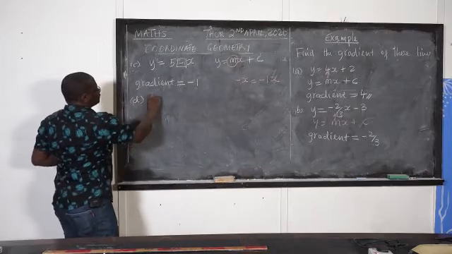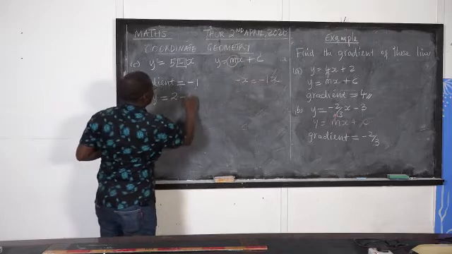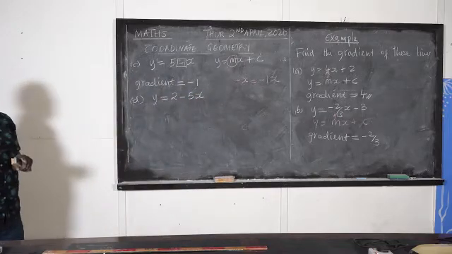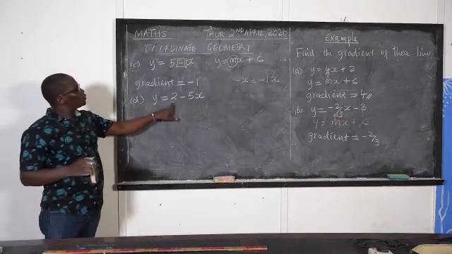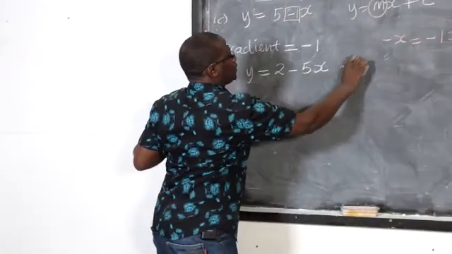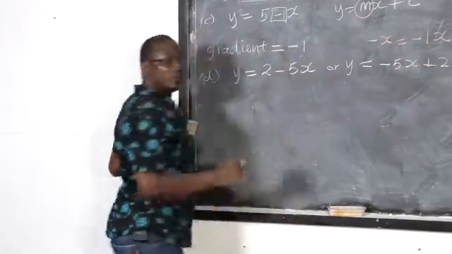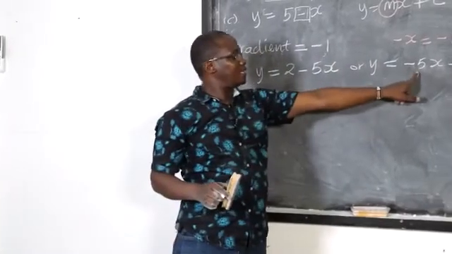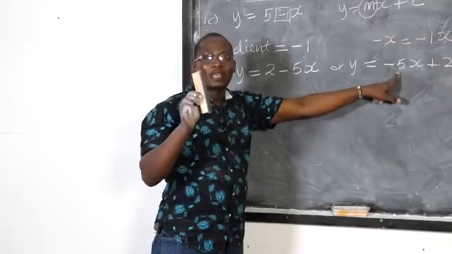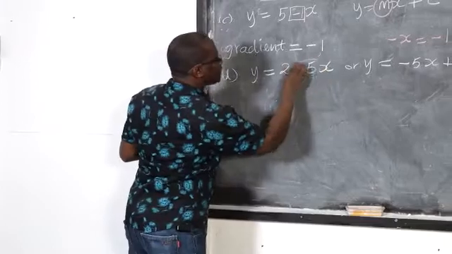We can also have y equals, maybe, 2 minus 5x. In this case also, when I'm told to find the gradient, please don't rush for 2. You are allowed to rewrite this as y equals negative 5x plus 2, so that you see your m clearly. But always, going for the gradient, please check the number in front of x. So in this case, our gradient is negative 5.